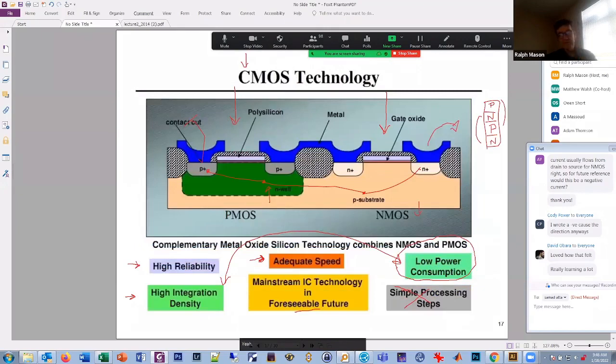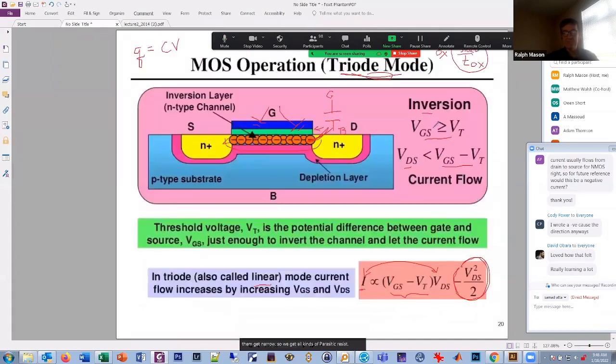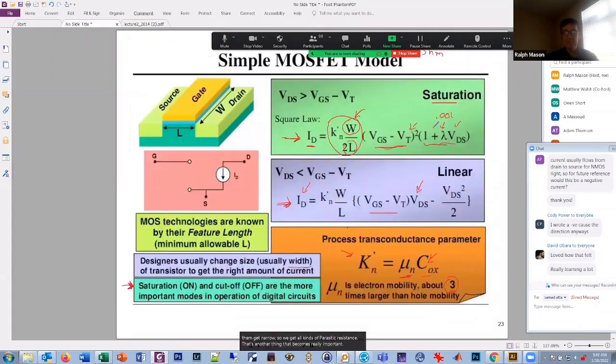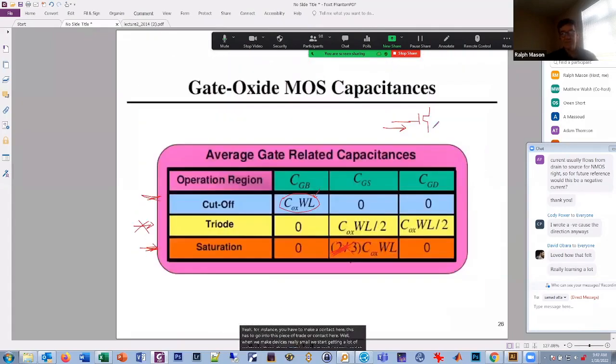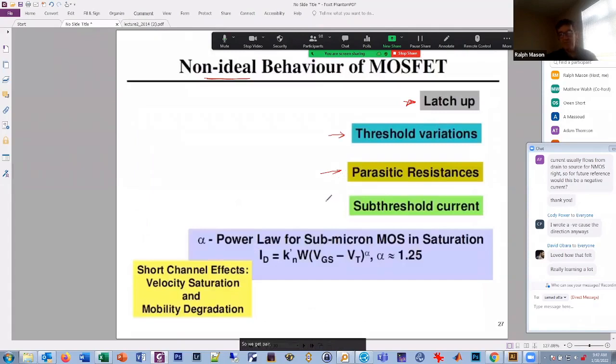Yeah, for instance, you have to make a contact here, and this has to go into this P substrate or a contact here. Well, when we make the devices really small, we start getting a lot of resistance. These metal wires get really narrow and the contacts between them get narrow. So we get all kinds of parasitic resistance. That's another thing that becomes really important, particularly with really small devices. So we get parasitic resistance. We get subthreshold current. We kind of talked about this already.